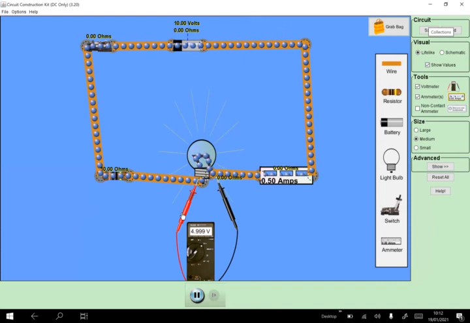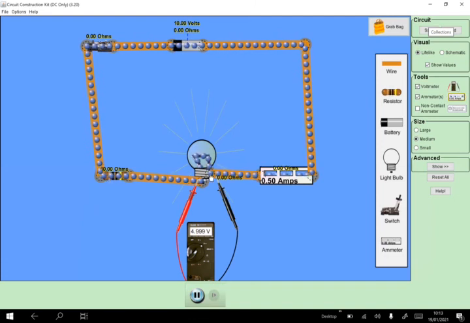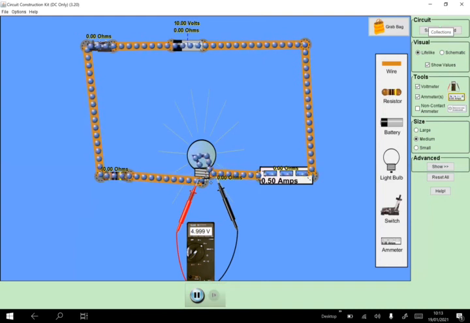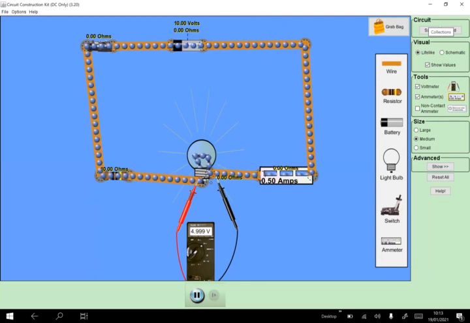In this connection, as we see, the value of resistance is doubled. 10 ohm plus 10 ohm of the lamp is 20 ohm. To find the value of current, current equals V over R. The voltage is 10 volt divided by total resistance 20. 10 divided by 20 is half ampere.